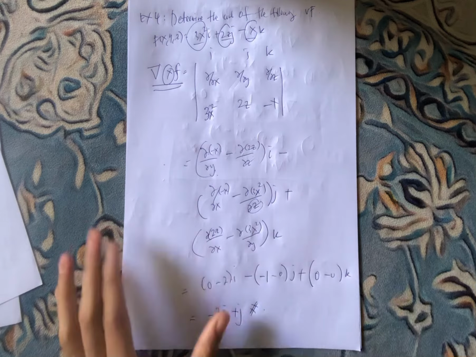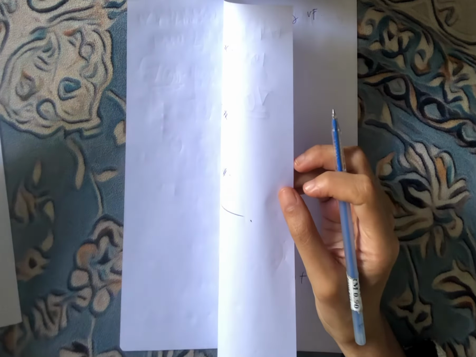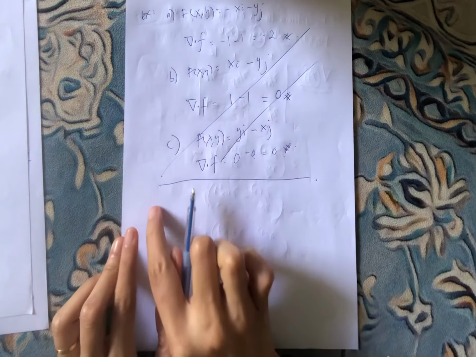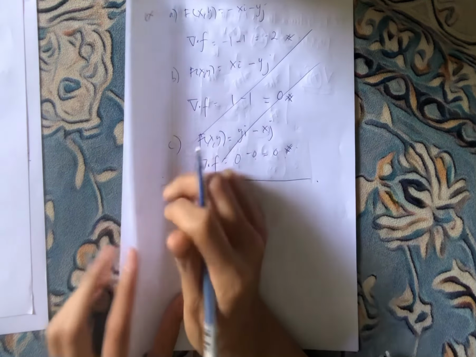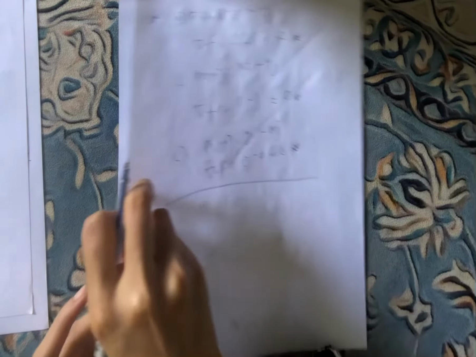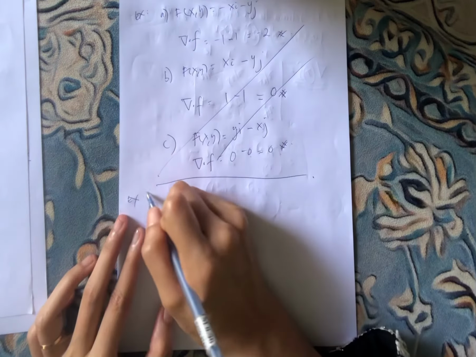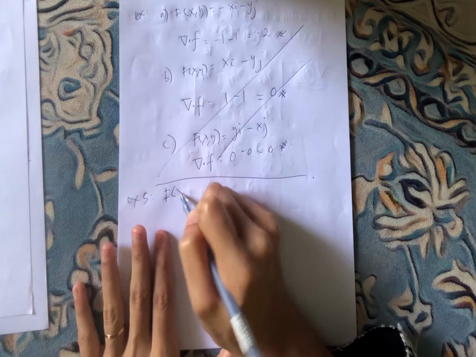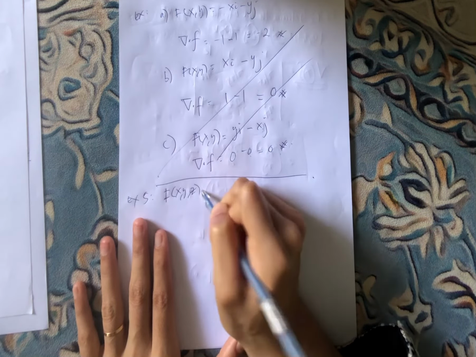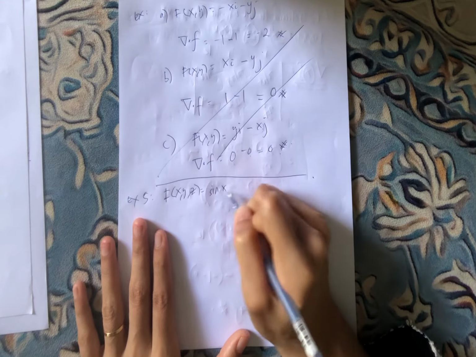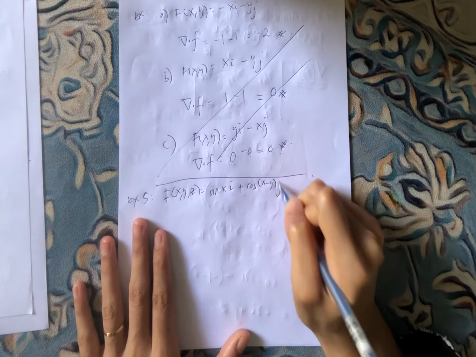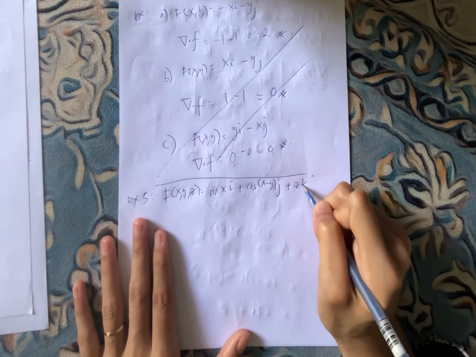Okay, I give you one more, the last example of the curl. Let me write it here. Example 5. The question is still to find the curl. This is your vector field: sin x i plus cos(x minus y) j plus z k.